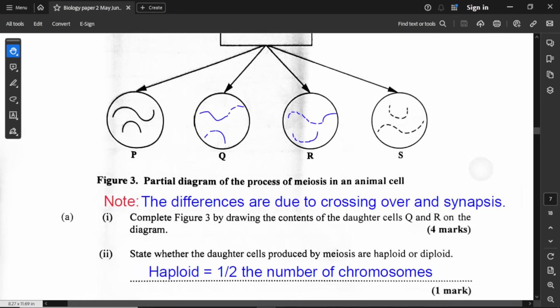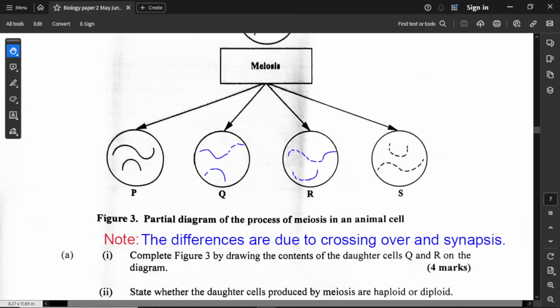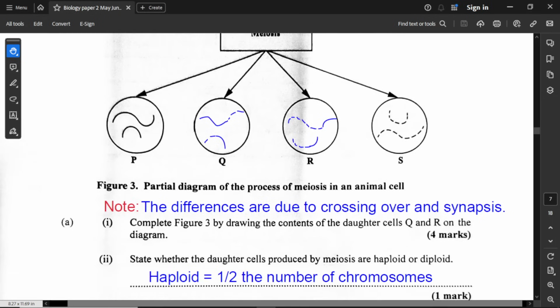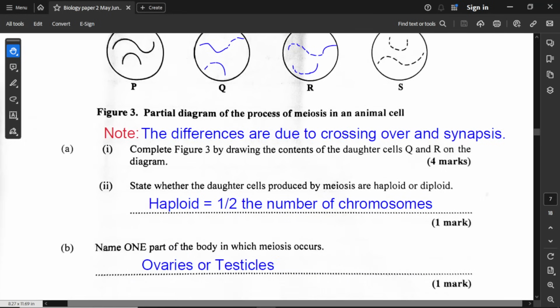All right? And of course, also what will be acceptable as well, if you put a solid one and a broken one, that will also be acceptable. But remember that sister chromatids will separate to go to opposite poles. So hence you will not have the same chromosome twice within the same cell. What is also important too, remember that chromosomes are independently assorted as well, just to make mention of that. All right, just a note that you need to remember: the differences in daughter cells for meiosis are due to the crossing over and synapsis in prophase 1. All right.